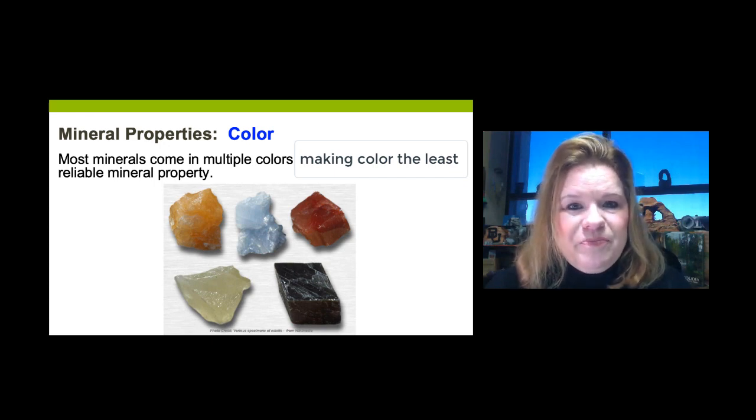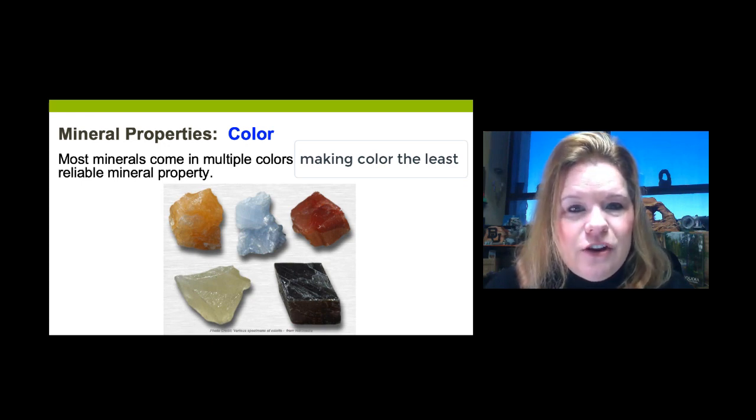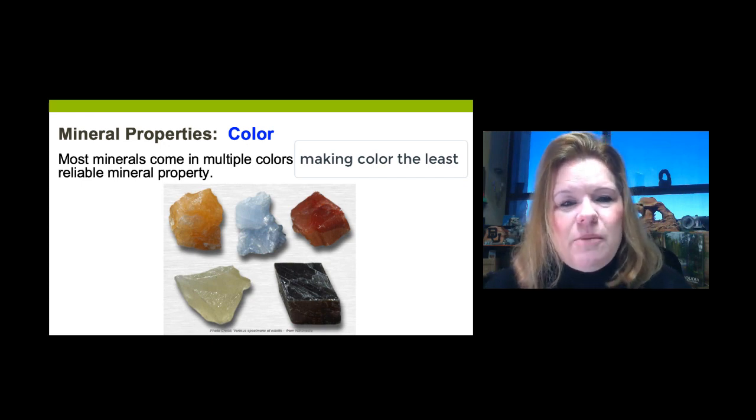Here's the deal. This is all calcite right here. Well, if it's all calcite, how do you tell it's calcite? There's got to be a better way.